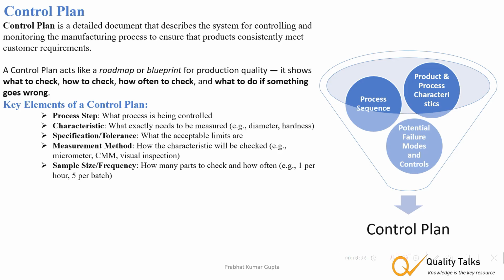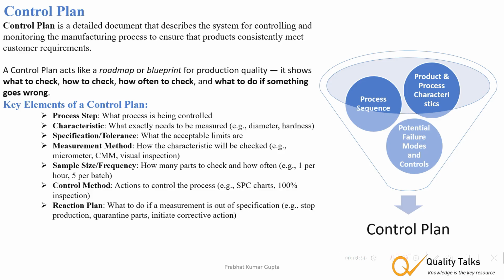Another key point is sample size and frequency. This answers how many parts and how often should we check, for example 1 per hour or 5 per batch. Then comes the control method. It could involve statistical process control charts or 100% inspection. And finally, the reaction plan. This outlines what actions to be taken if the characteristic is found out of specification, like stopping the production, quarantining the parts, or initiating corrective action like rework.